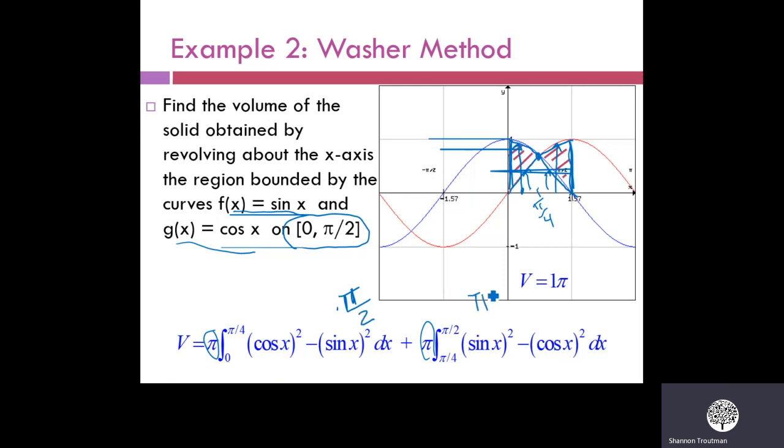So when you take your half pi plus your half pi, and please try this on your calculator so that you make sure you're typing it in correctly, you're going to add those 2 volumes together, which will give you pi.